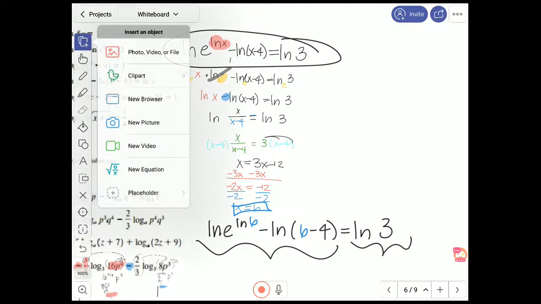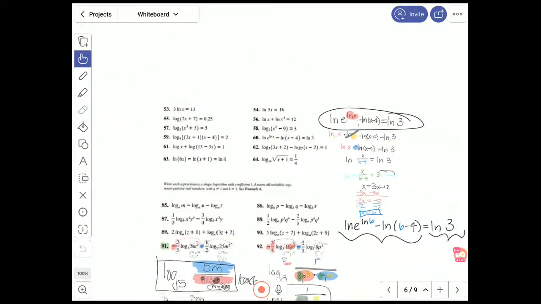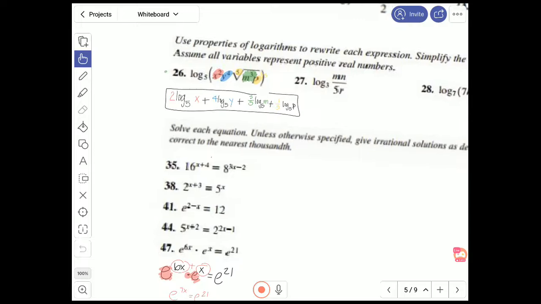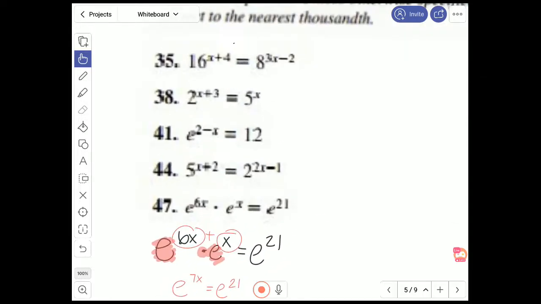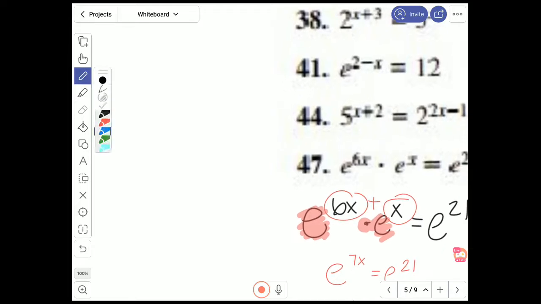Okay, I had a request for question number 44 on the review. So we have 5 to the x plus 2 equals 2 to the x minus 1. Okay, let me rewrite that over here to the side. So 5 to the x plus 2 equals 2 to the 2x, well, let's try that again. 2 to the 2x minus 1.